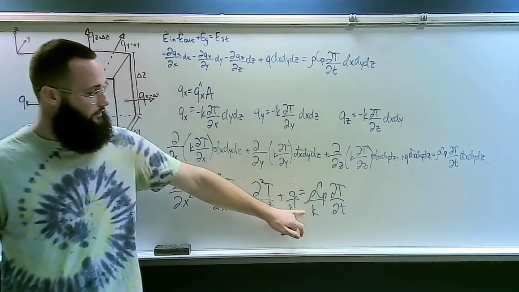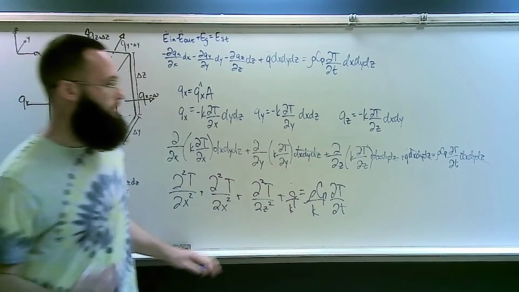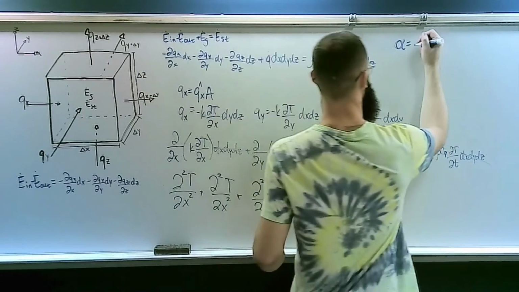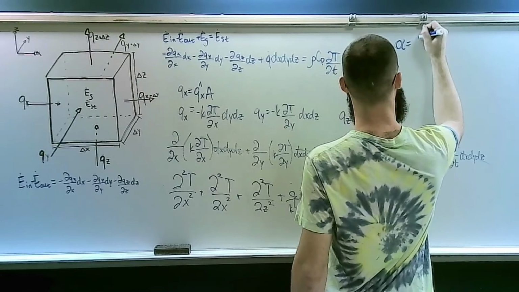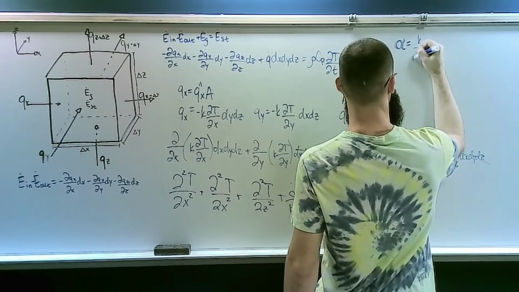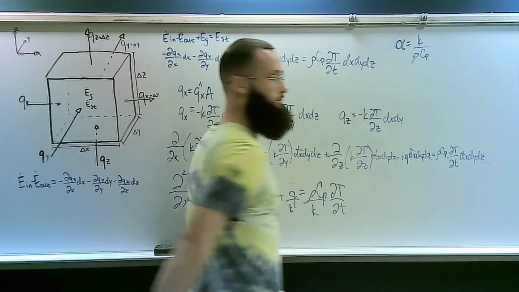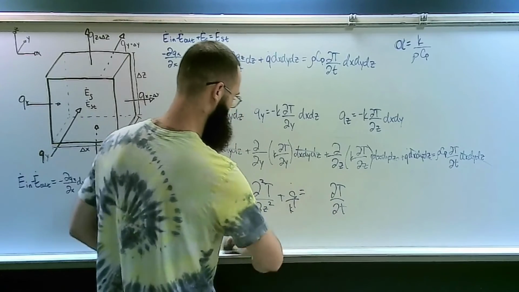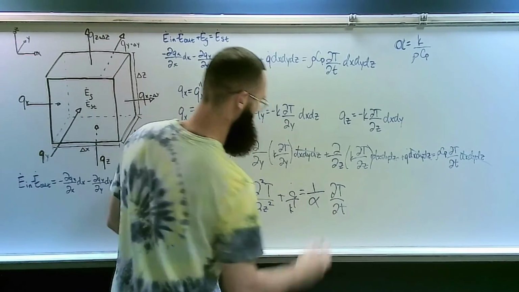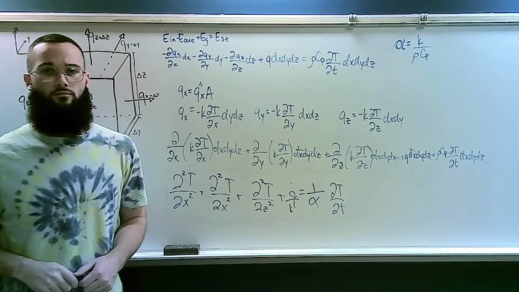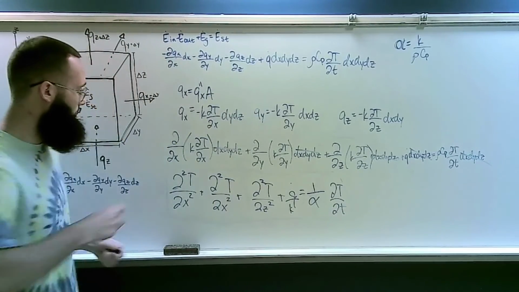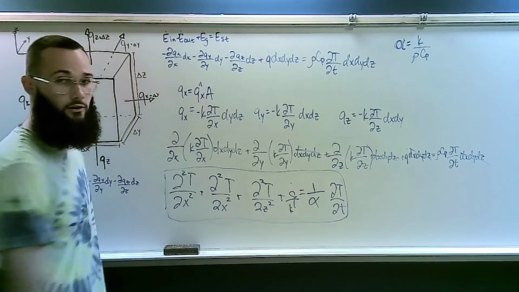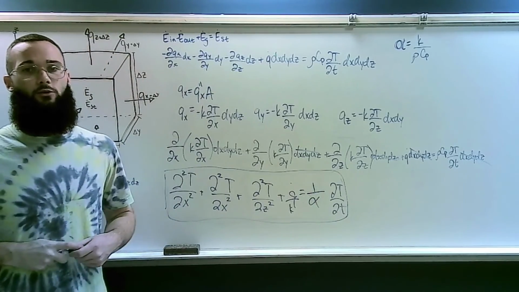But we know that rho Cp over k looks very familiar. It's going to be the thermal diffusivity, or the inverse of it rather. So thermal diffusivity is k over rho Cp, which is the inverse of what we have down here. And so we're going to say this is 1 over alpha. So this would be the heat diffusion equation in Cartesian coordinates, and is the final answer that we've been looking to derive.